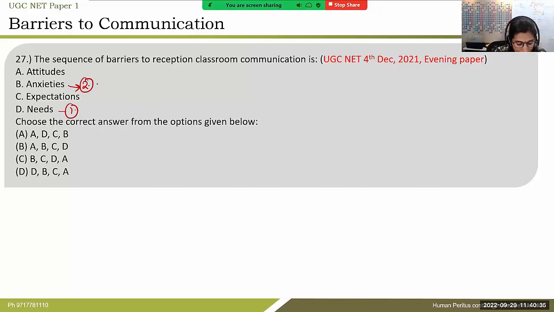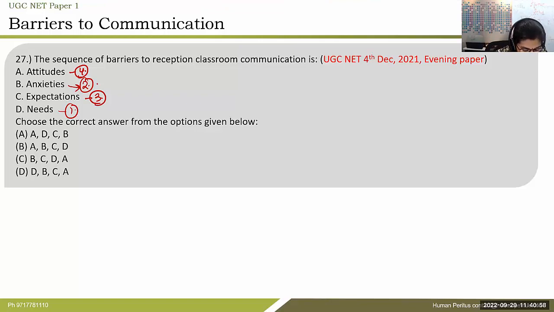Then after the anxieties, your expectations also can hamper and can become a barrier. And then finally your attitude, the way you act depending upon your needs, anxieties, and expectation, becomes your attitude. So the correct sequence is 4231, which is D, B, C, A, and option D is the correct option.